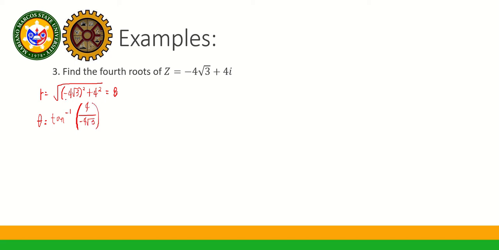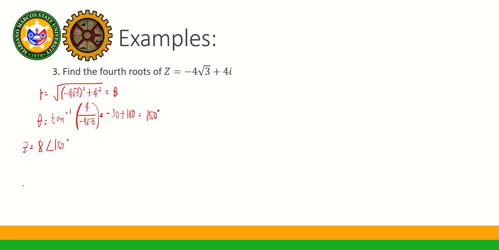Okay, take note ha. Si x natin is negative, si y natin is positive. So obviously this is in the second quadrant. Therefore, if you compute for this one, this will be equal to -30 and we add 180 degrees. So our theta will be 150 degrees. So the complex number in polar form will be equal to 8 angle 150 degrees. Now we are going to find the 4 fourth roots of that complex number.